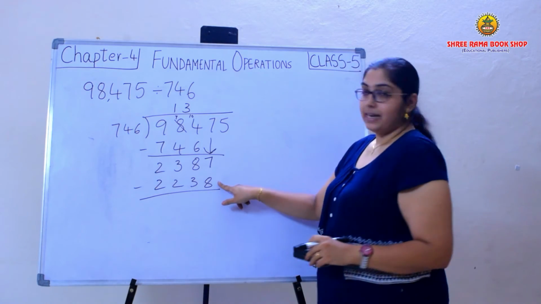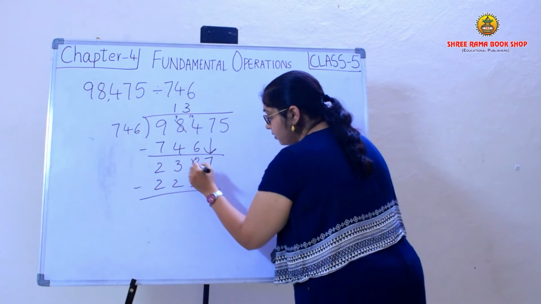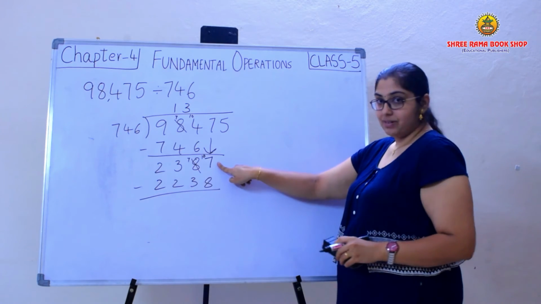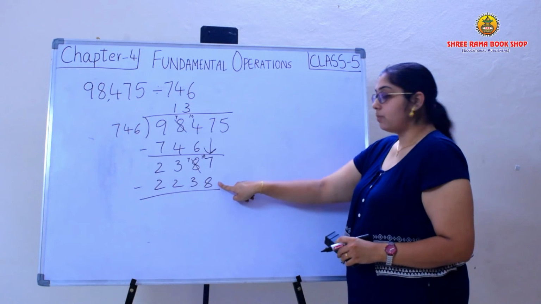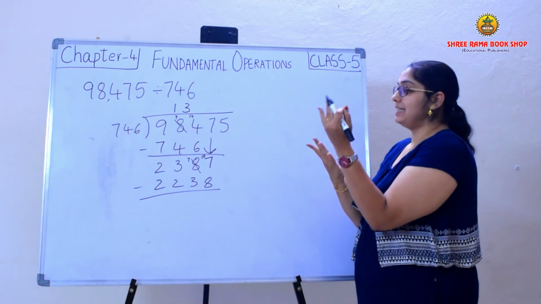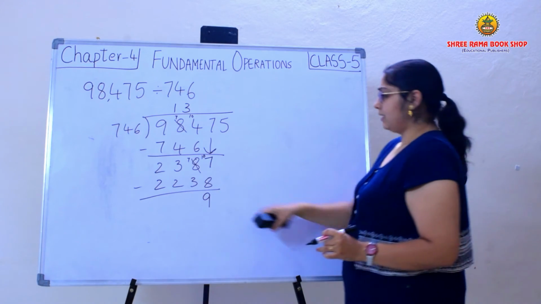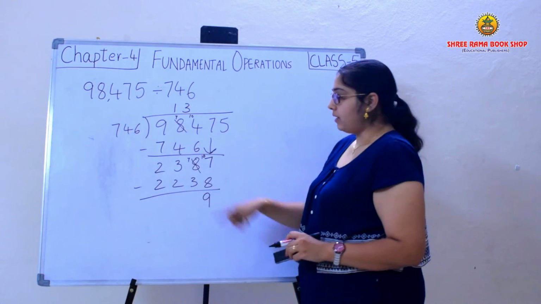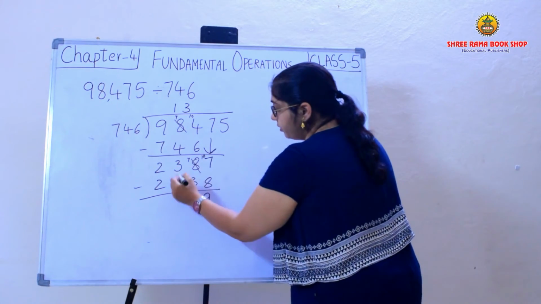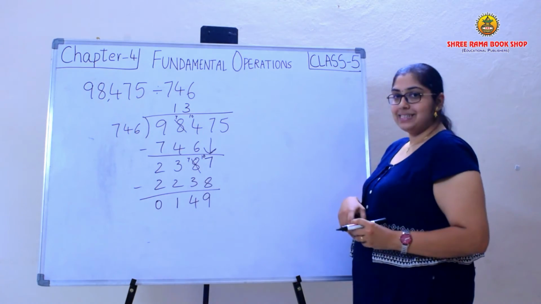So 7 minus 8 cannot be done. So I need to borrow 10 from 8, right? So here it will become 7. Here it is 10, right? Now 10 plus 7 is 17. 17 minus 8. How much is it, children? So after 8, 9, 10, 11, 12, 13, 14, 15, 16, 17. It is 9, right? It is 9. Now 7 minus 3 can be done. It is how much? After 3, 4, 5, 6, 7. It is 4. Now 3 minus 2. How much is it? 1. And this is 0. 2 minus 2 is 0.